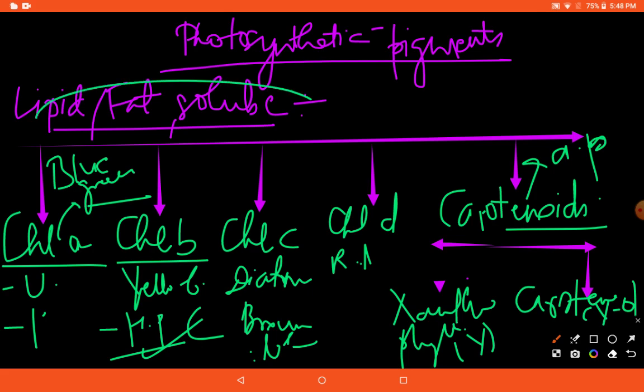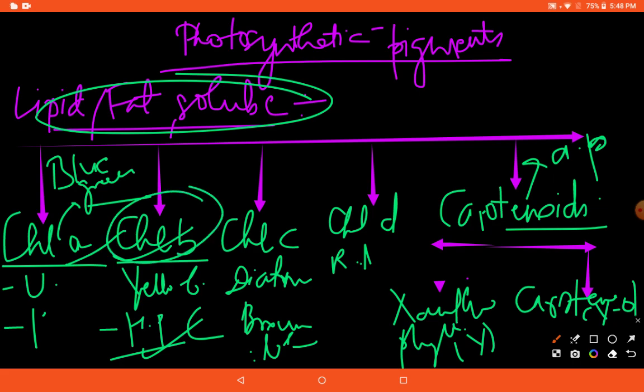These are lipid or fat soluble, where we've got chlorophyll A, which is universal or primary. It's bluish green in color. Chlorophyll B, which is a higher plant-like character. It's yellowish green in color. Chlorophyll C is found in diatoms and brown algae. Chlorophyll D is found in red algae.